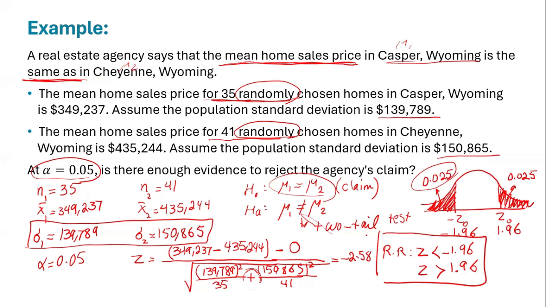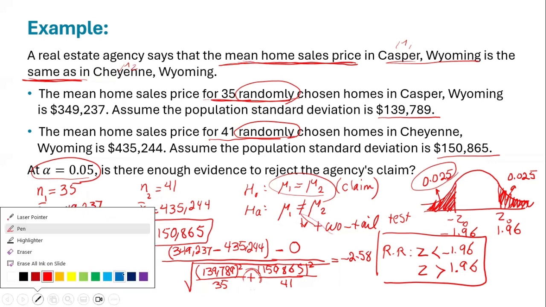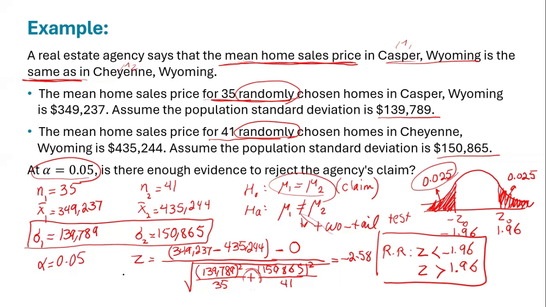After finding the z-value, now it's time to check if it falls in the rejection region. Negative 2.58 is somewhere over here, because it's less than negative 1.96, and it means that it's in the rejection region. If it's in the rejection region, that means you need to reject the null. So I'm going to reject the null. But the null is the claim, that means you're rejecting the claim.